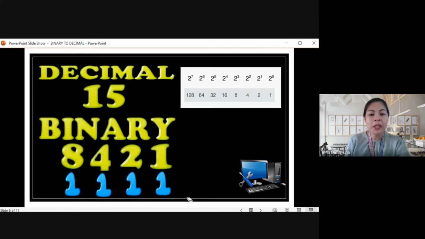And here will be the combination of the binary format for decimal number 15: 1, 1, 1, 1. You will get 4 ones if you need to convert the decimal number 15 to its binary form.